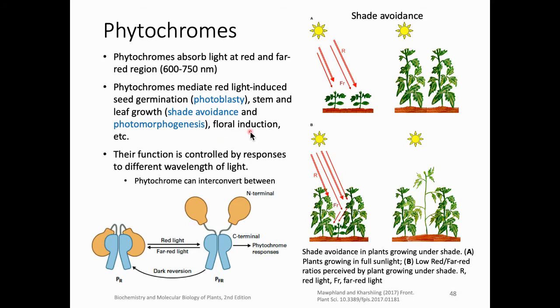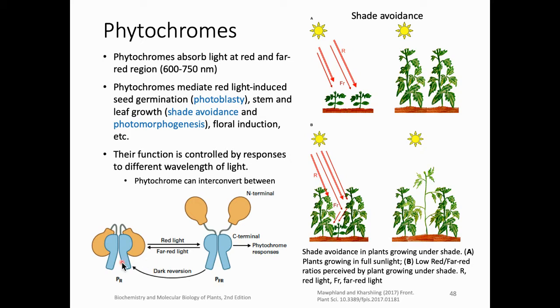And the function is controlled by the response to different wavelengths of light, because once it receives one wavelength, it will respond one way, and another wavelength a different way. To be clear, here they have the two shapes, PR and PFR. P just stands for phytochrome and R means they need a red light to change. PFR means phytochrome that needs far red light to change.